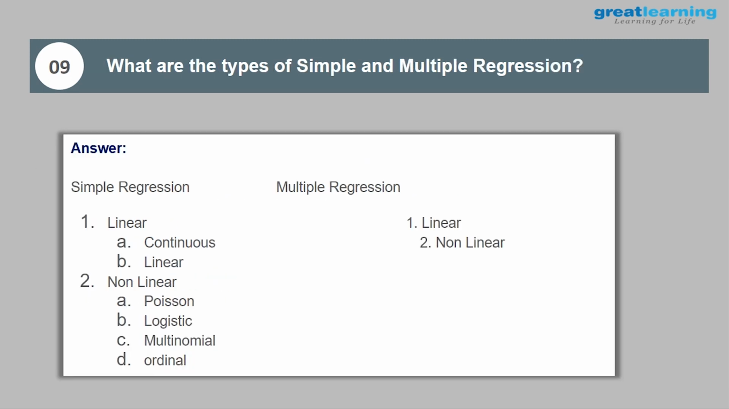Now let's have a look at what are the types of simple and multiple regression. This is one of the most important questions when you go for any interview. So what is simple regression? In simple regression we have two parts: one is linear and one is non-linear. Under linear we have continuous and linear regression, and in non-linear we have Poisson, logistic, multinomial, and ordinal regression. And when we come to multiple regression, we have linear and non-linear.